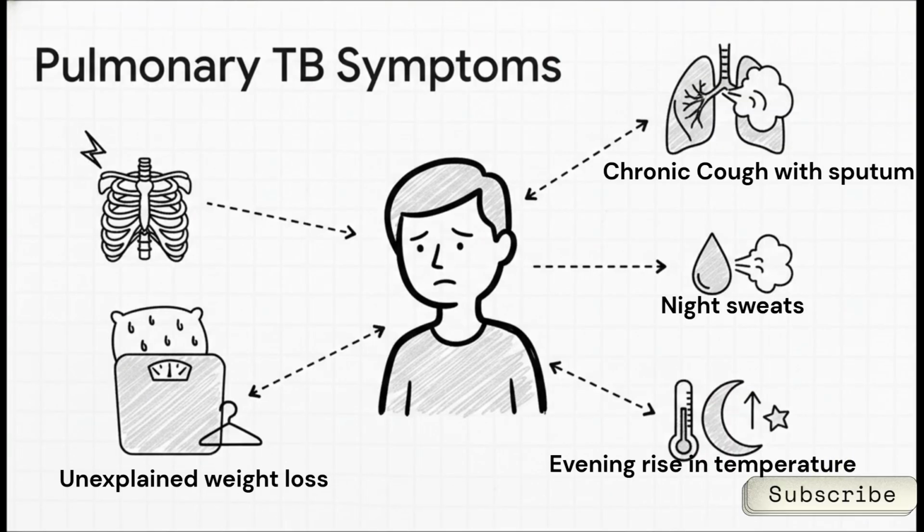A cough with sputum for more than 2 weeks, that textbook evening rise in fever, drenching night sweats, and weight loss that they just can't explain. When a patient walks in with this mix of symptoms, you know what they're called under the national guidelines, a presumptive TB case. And that one term kicks off the entire diagnostic process.